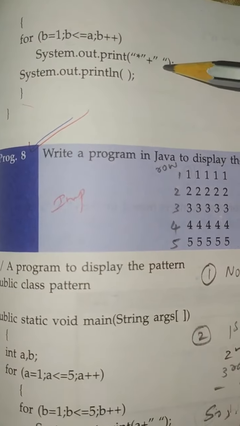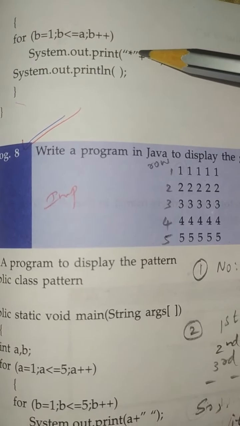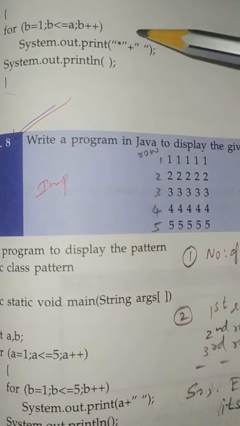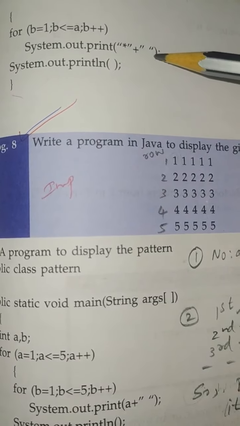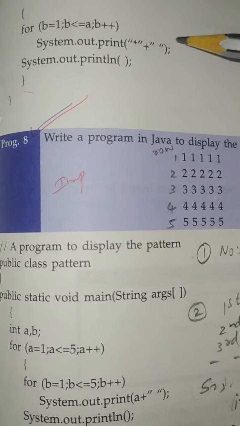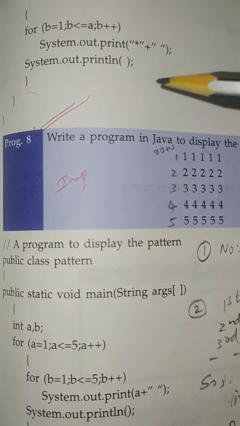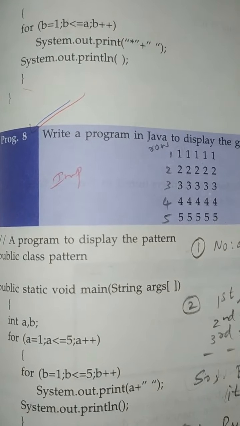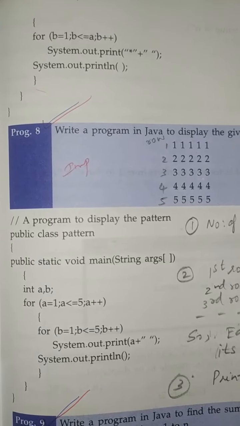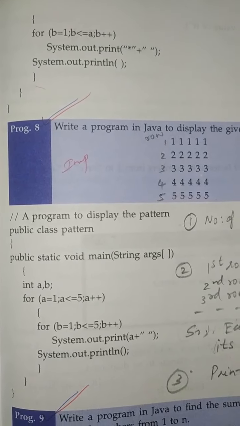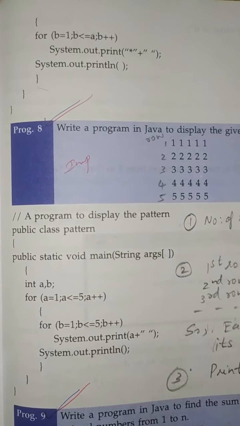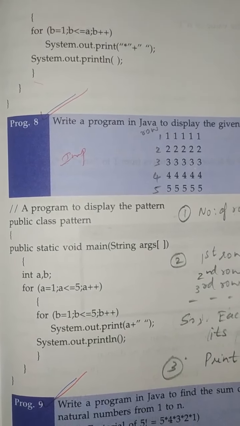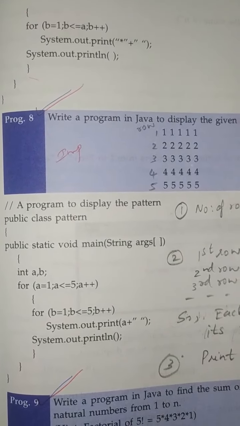And what is the third step? You have to identify the type of element. In this program, what is the type of element? Star. Star is given, and I am also giving some space enclosed in double quotes. And after each line, you have to make the cursor come to the next line, so you have to give system.out.println. So I hope you got the concept of nested for loop and pattern based questions, and the easy 3 steps to create the outer loop, inner loop and the printing statement.